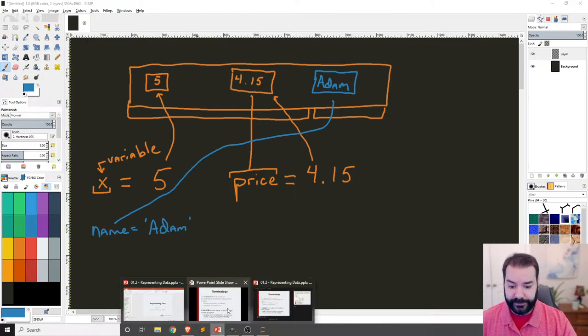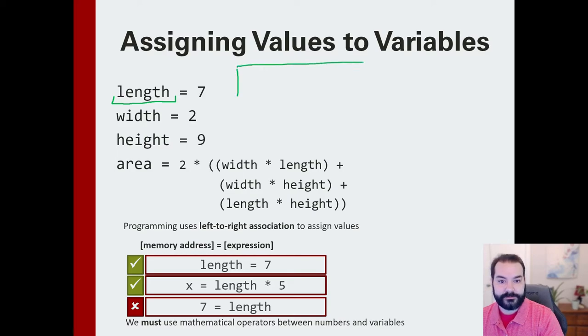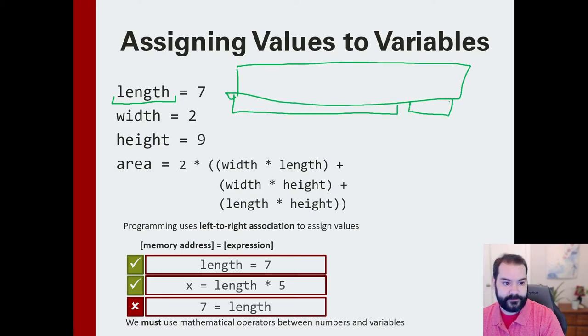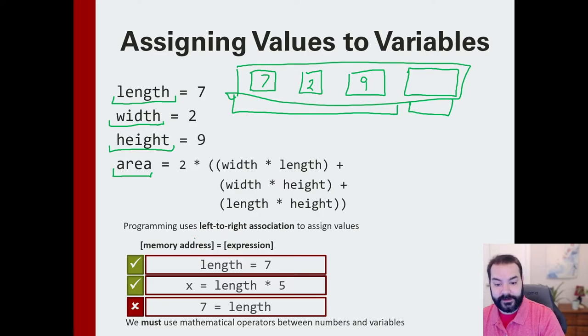So what can we do with this? Well, this is where we can start to build out our algorithms. For example, if I wanted to calculate the area of a rectangle, I could have a variable called length, which in memory is going to store a 7. Then I'm going to have another variable called width that stores a 2, and then a location called height stores a 9. Now I am creating a third variable, and yes, that does mean it is going to get its own slot, but this is where we can do something known as left to right association.